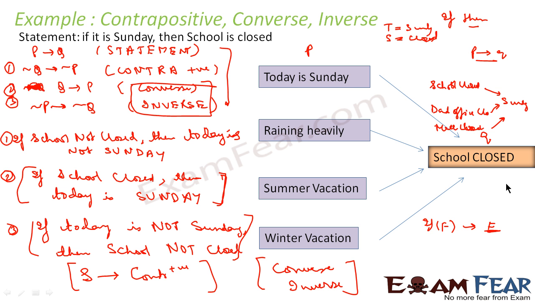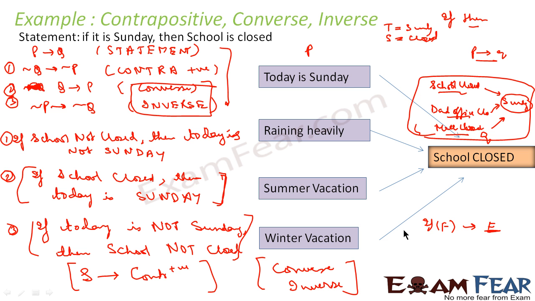So if you are looking at this statement, if school is closed, then today is Sunday, it is not this one, it is this one. But for Sunday to happen, there can be other scenarios. For example, dad's office is closed, dad didn't go to office, or the nearby mall is closed. Then today can be Sunday. And in this scenario, if today is not Sunday, we can guarantee that school is not closed. So these two statements, if today is not Sunday, school is not closed, and if school is closed, today is Sunday, both represent this figure actually.